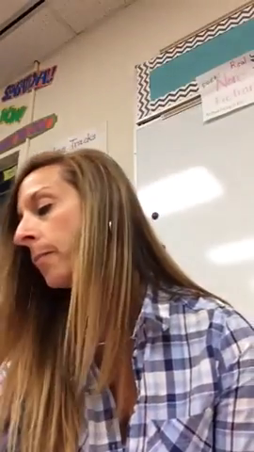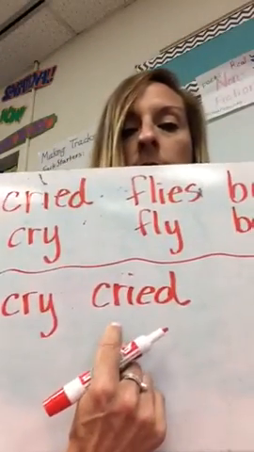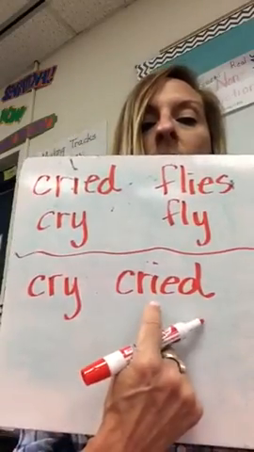Okay, next one is cried. So I want you to write cried on your desk. So think about how you write cry, and then change that Y to an I, and then add ED. Okay, so on all of these words, let me look real quick. I think we're adding ED or ES to every word. Okay, so cried, C-R-I-E-D, cried. Change the Y to an I, add ED.